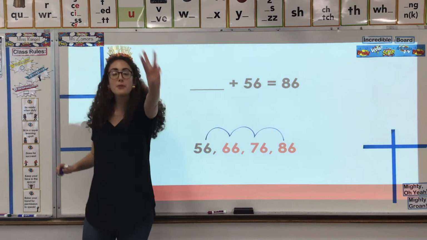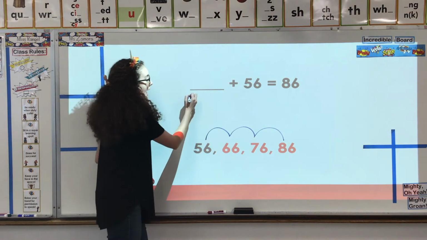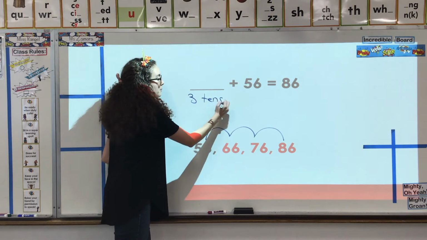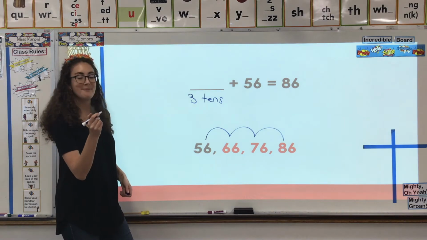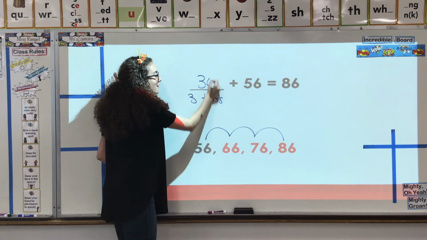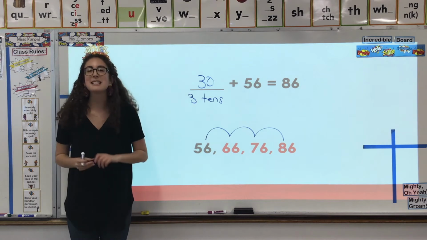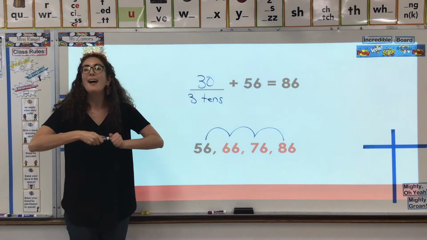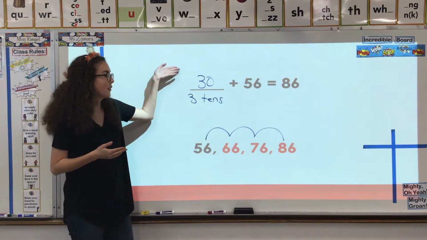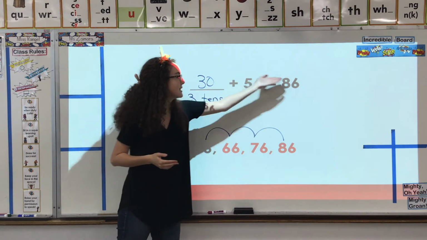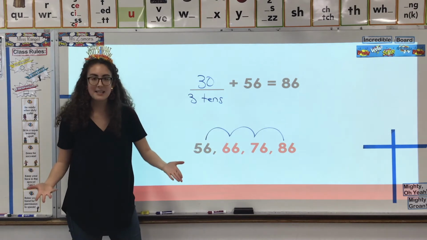We counted 3 tens, my friends. And 3 tens is what number? 30, of course. 3 tens equals 30. That is our missing part of the equation. 30 plus 56 equals 86.